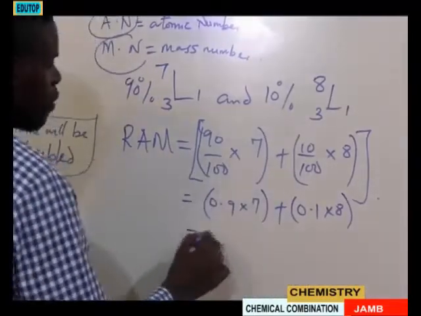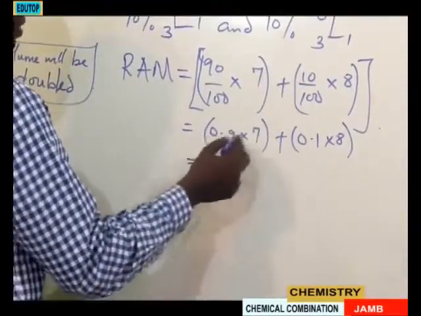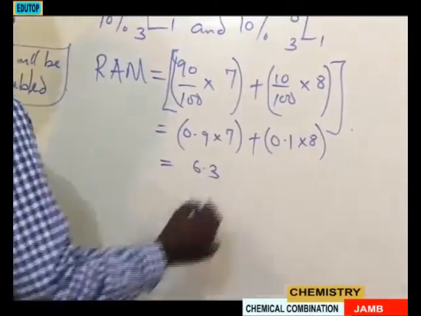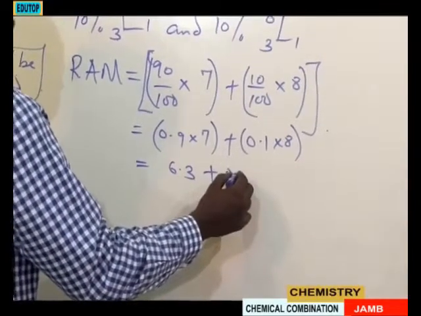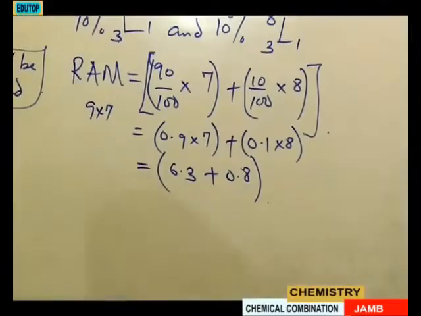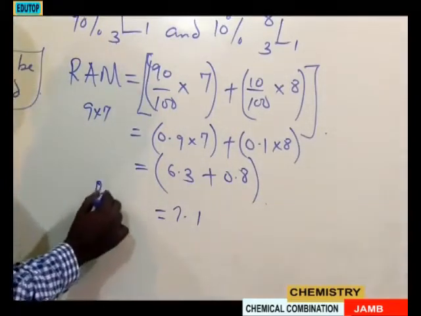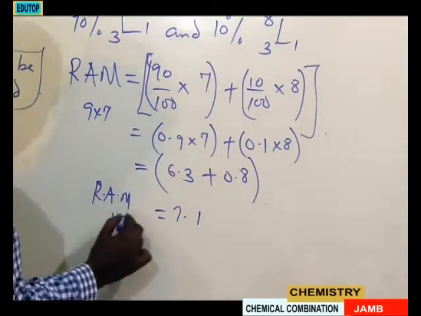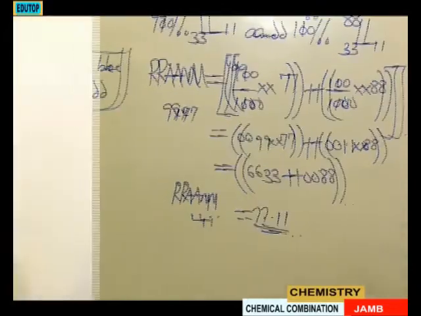So this times this will be what? 9 times 7 is 63. So that will be 6.3, plus this one will be 0.8. If you add this up, you're supposed to get 7.1. So the relative atomic mass of lithium is going to be 7.1, and that is option C. The answer to question 3 is 7.1.